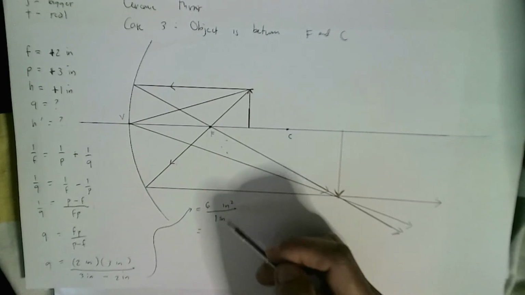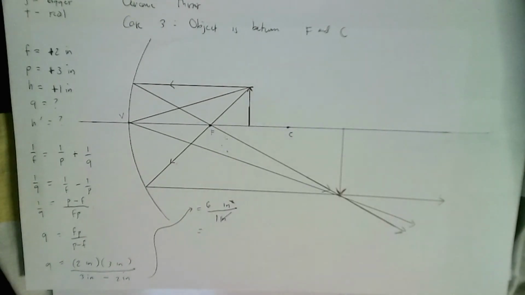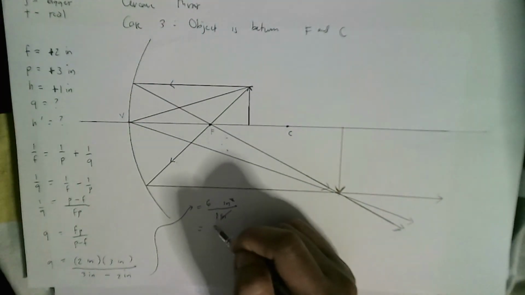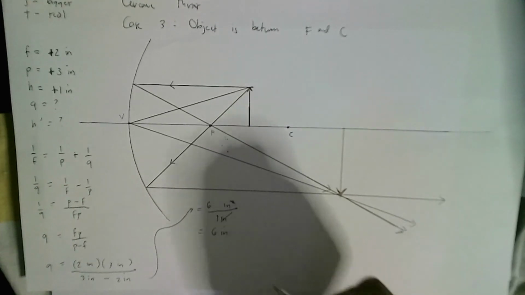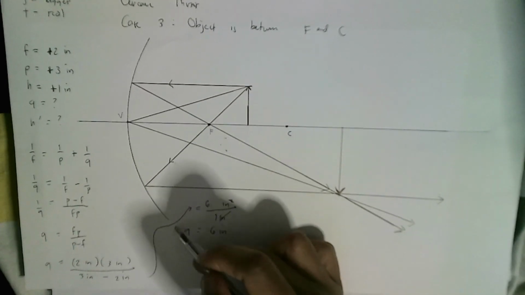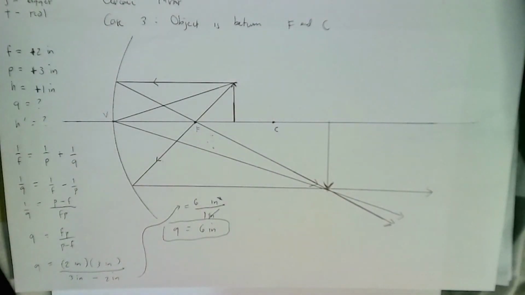And therefore, remember, inches squared is just inches. There's an inch here, so the inch here and one of the inches will cancel out. So that leaves you with 6 inches. That's the Q. Remember, it's positive, right? It's not negative, it's positive.